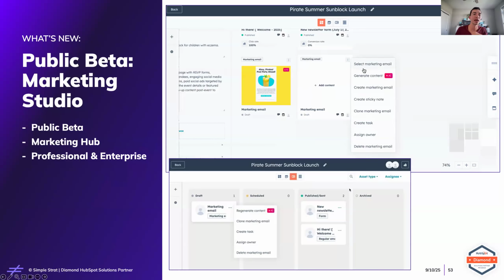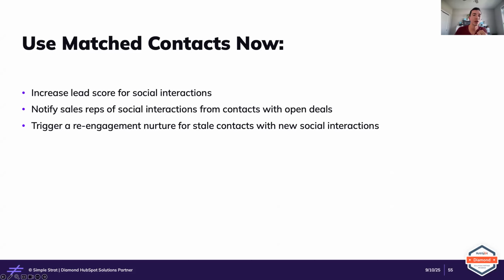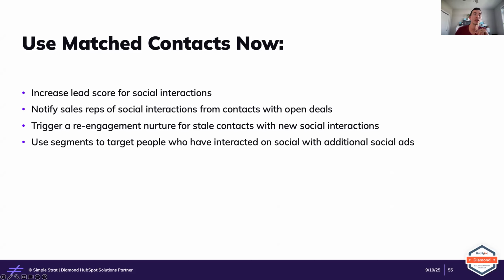So it is going to be best for companies that have somebody watching their social inbox and taking that action. But here's why you'd want somebody to do that. You can increase lead score for social interactions. You can notify sales reps when folks they've opened deals with are interacting on social media. You can trigger a re-engagement nurture for stale contacts that resurface and engage with you on social media. Use segments, so lists, to target people who have interacted on social with additional social ads.